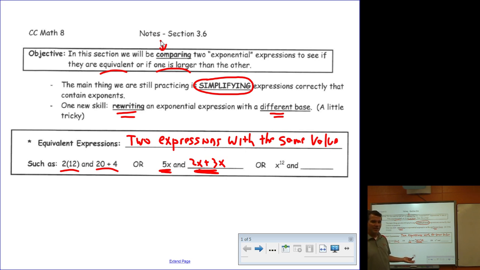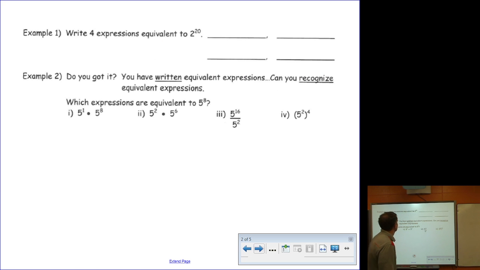Those are equivalent expressions. They both equal 5x. Or x to the 12th and x to the 3rd to the 4th. Again, those are equivalent expressions. And we'll get back to why that's important in just a minute. I guess we're going to do it right now.